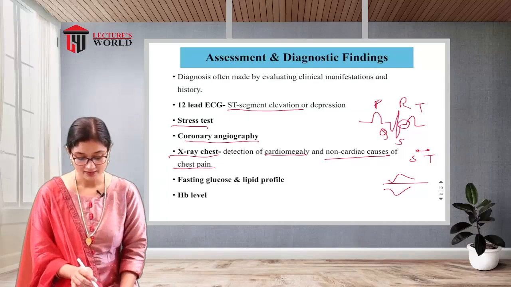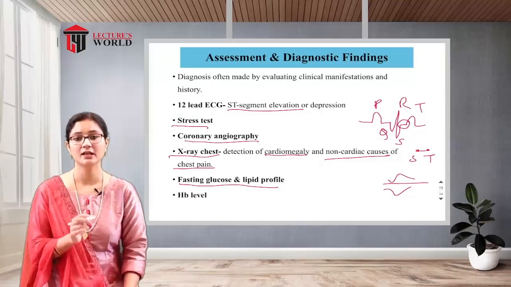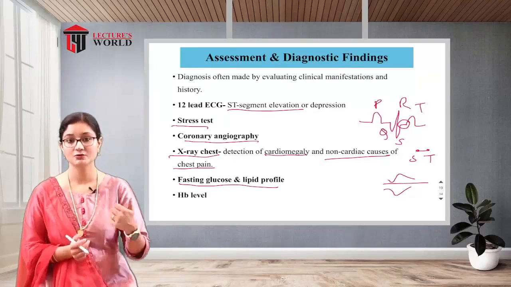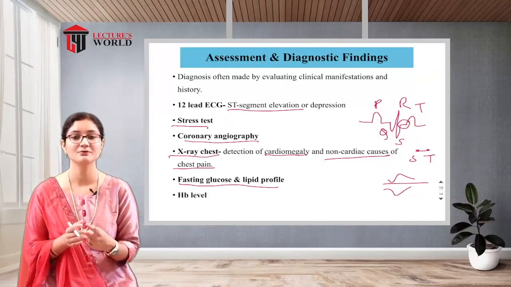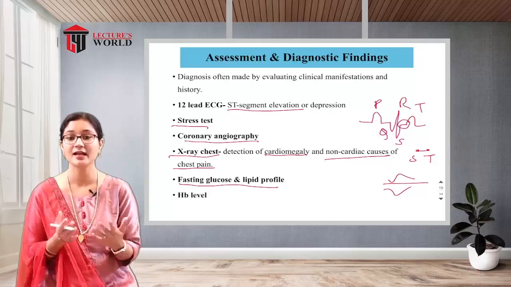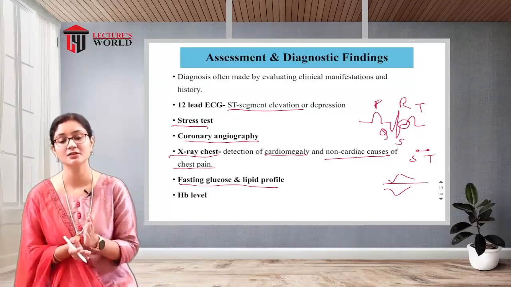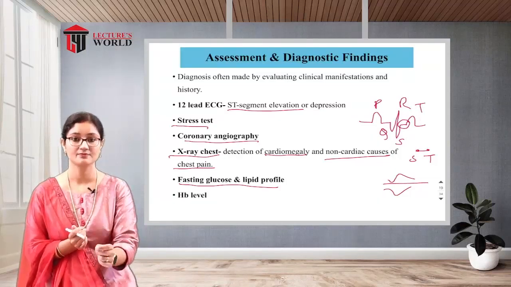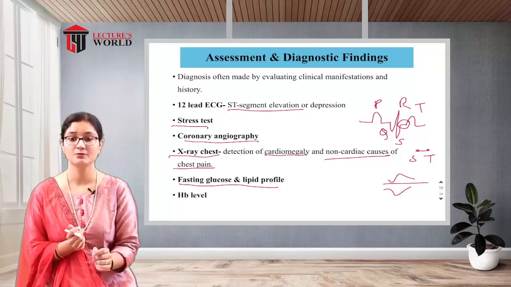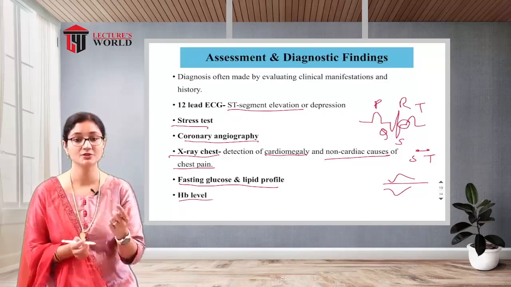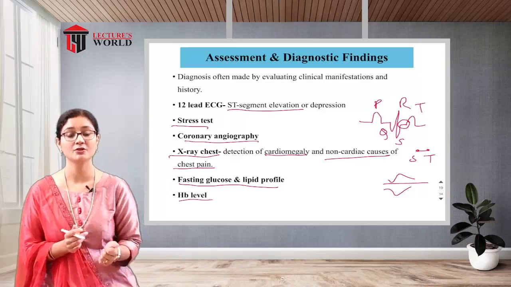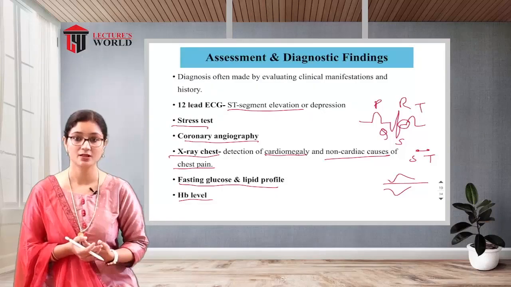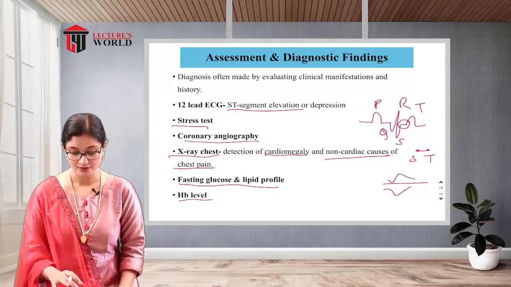Okay, fasting glucose and lipid profile, very important. Why? Because we have seen a diabetic patient giving some atypical presentation. And for lipid profile, we should know how much is the cholesterol and triglyceride. If that is increased in the person, then surely he may have atherosclerosis, plaque formation. For that we have to check the lipid profile. Why hemoglobin level? Because we have seen anemia plays a very important role in decreasing the oxygen supply to the whole body and then to the myocardium. Okay, so these are the assessment and diagnostic findings.